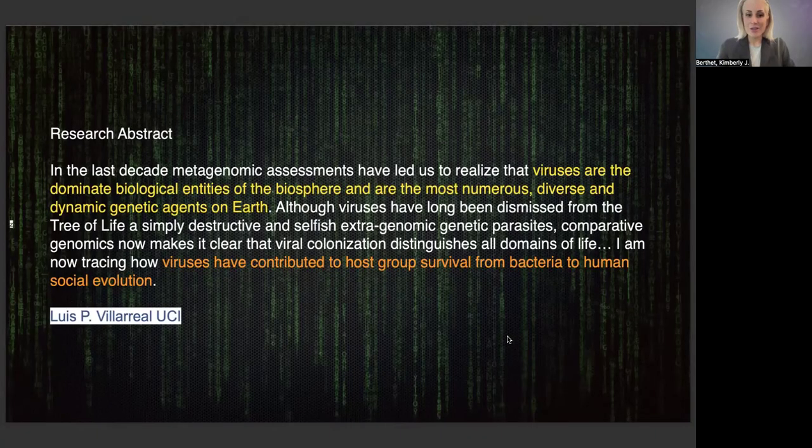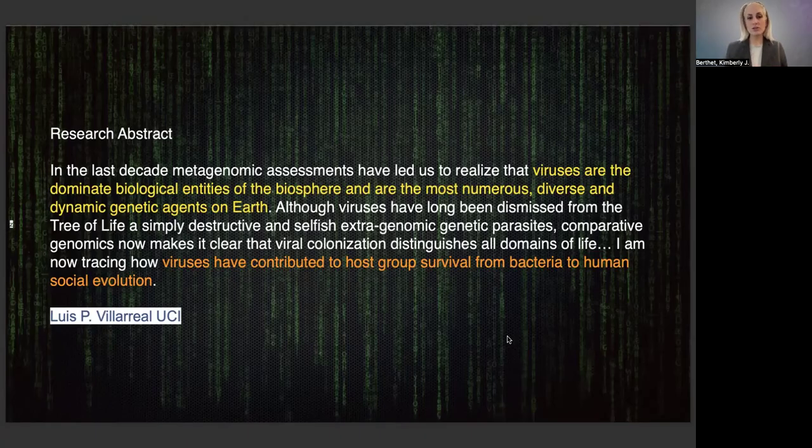So moving on, it says, although viruses have long been dismissed from the tree of life, a simple, destructive, and selfish extragenomic genetic parasite, comparative genomics now makes it clear that viral colonization distinguishes all domains of life. It says now he's tracing how viruses have contributed to host group survival from bacteria to human social evolution. So looking at viruses, we don't put them on the tree of life because they're considered non-living, but viruses are actually exchanging DNA on the tree of life.